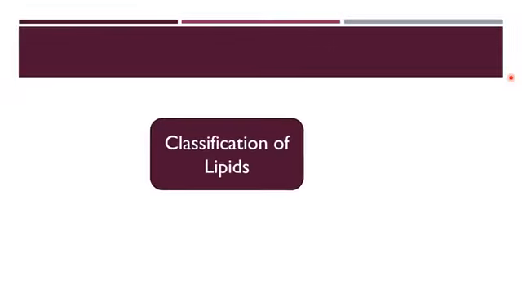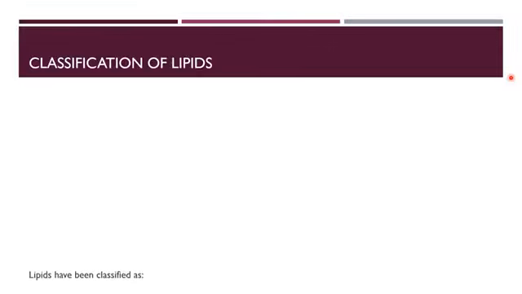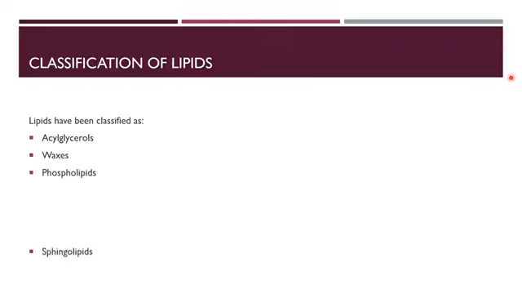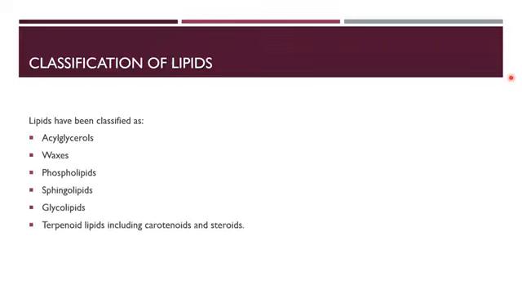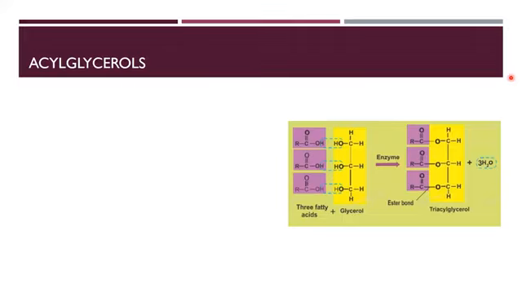Now, the classification of the lipids. Okay, so lipids have been classified as acylglycerols, waxes, phospholipids, sphingolipids, glycolipids, terpenoids, including the carotenoids and steroids. Okay. So now we'll discuss about the acylglycerols. They are composed of the fatty acids and glycerol.